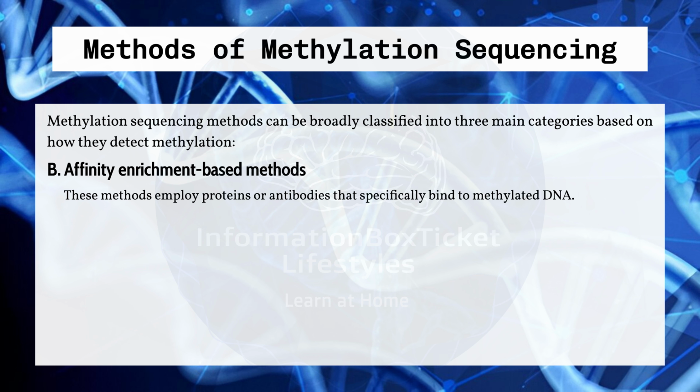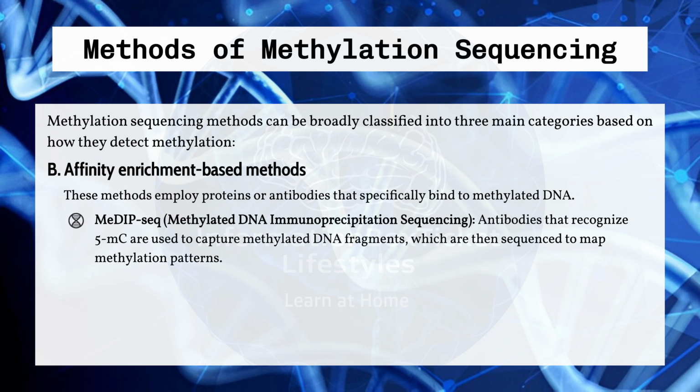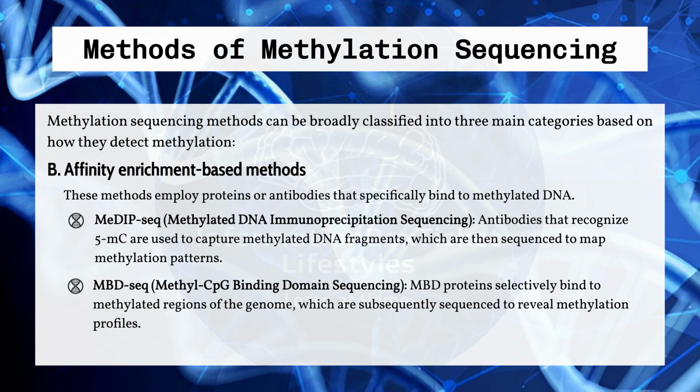These methods employ proteins or antibodies that specifically bind to methylated DNA. MeDIP-seq, methylated DNA immunoprecipitation sequencing. Antibodies that recognize 5-methyl-C are used to capture methylated DNA fragments, which are then sequenced to map methylation patterns. MBD-seq, methyl-CpG binding domain sequencing. MBD proteins selectively bind to methylated regions of the genome, which are subsequently sequenced to reveal methylation profiles.